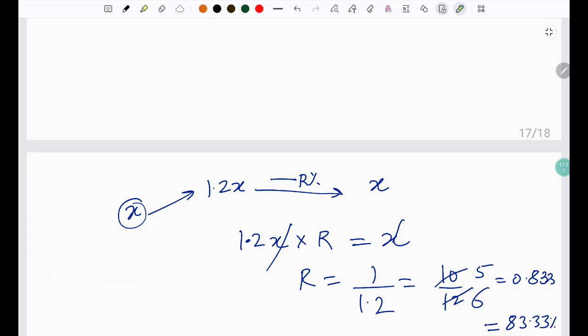So in this question, since the reduced fraction is coming out to be 0.833, I have reduced the number by 16.67%, because 100 minus 16.67 comes out to be 83.33%, which I can write as 0.833.